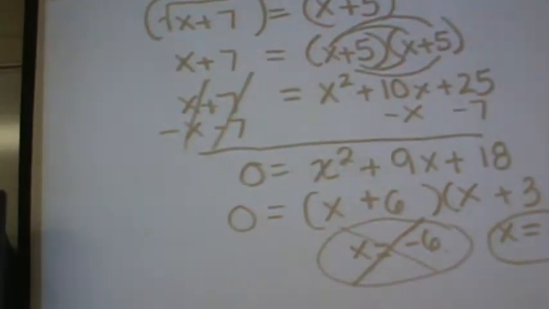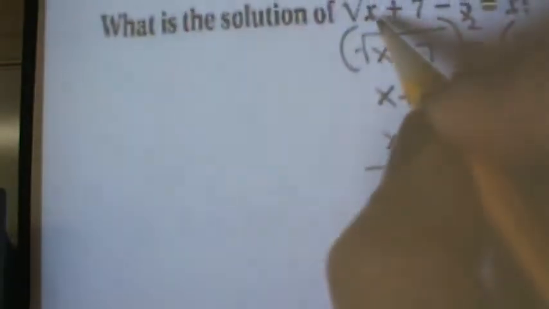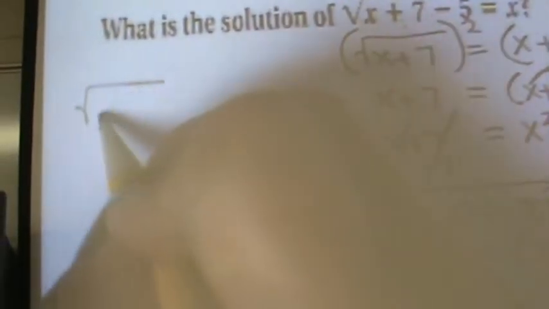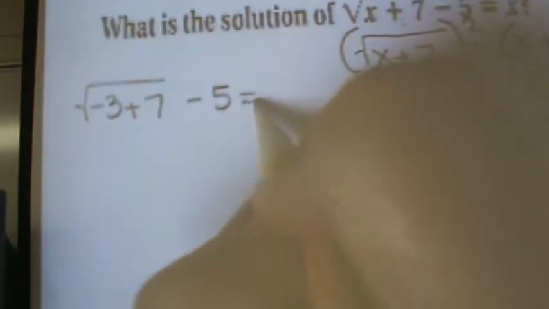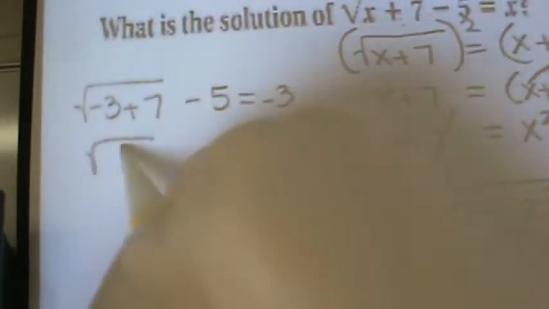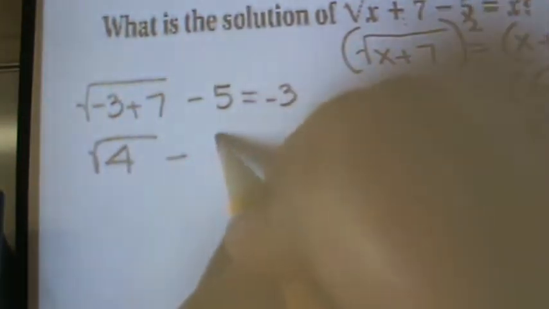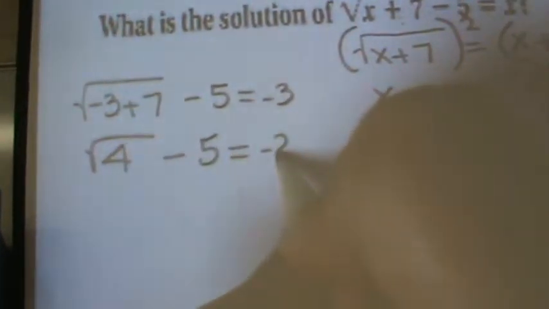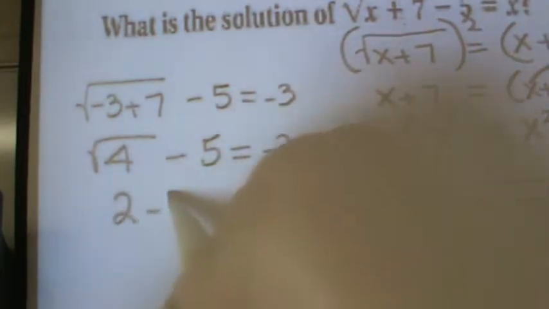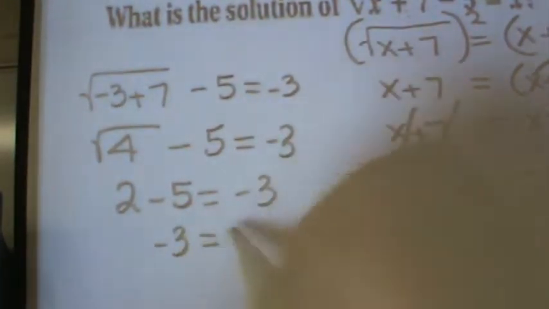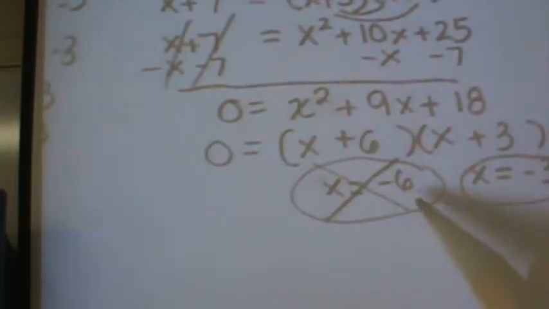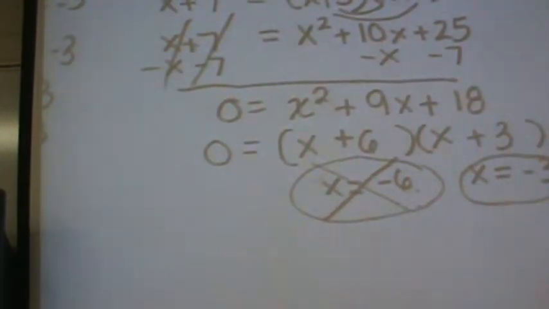Well, does negative 3 work? Let's try. If I put negative 3 here, what is negative 3 plus 7? 4. That works. Does this work? Yeah. The square root of 4 is 2. And 2 minus 5 is indeed negative 3. So we have an extraneous solution at negative 6. This is the answer.